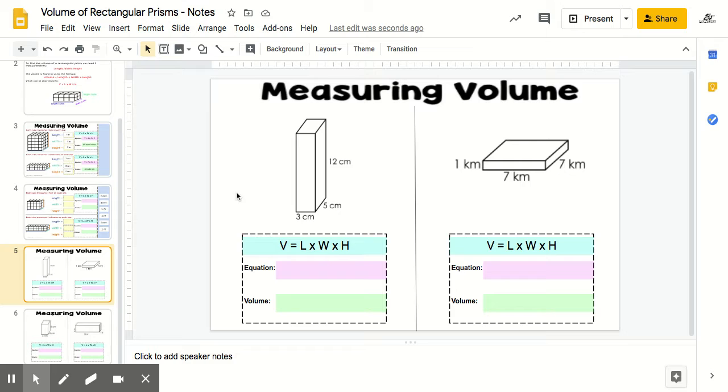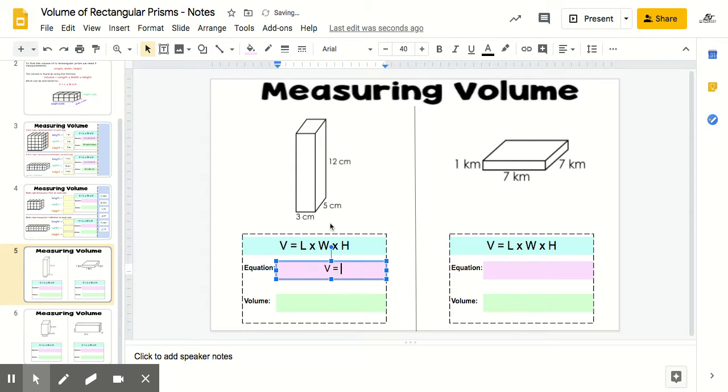All right, let's look at some more examples. Here, you do not have to determine the length, the width, and the height. I gave them to you. So all we have to do is plug these numbers into this formula. So my length is right here, which is 3 centimeters. Bring down my multiplication sign. My width is going to be 5, and my height is going to be 12.